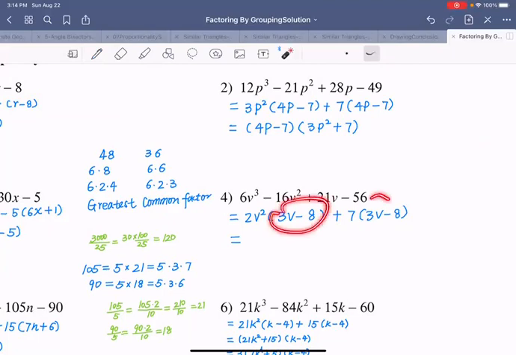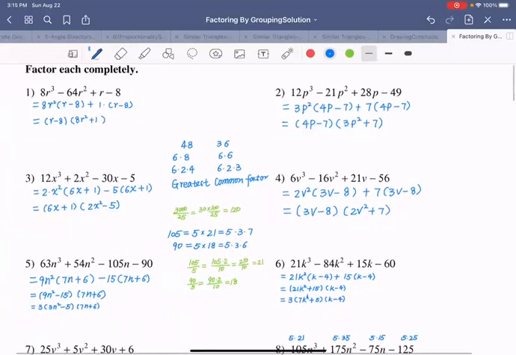This guy and this guy are the same, so you can take this out, correct? Yes? You will pick up 3v minus 8 times 2v squared plus 7. Does this make sense? Okay. Do you understand now? Yeah.